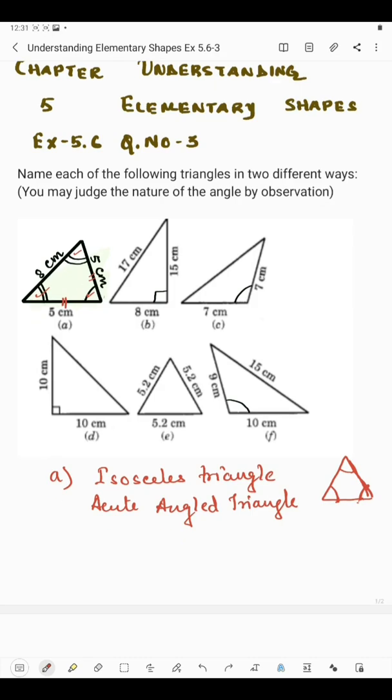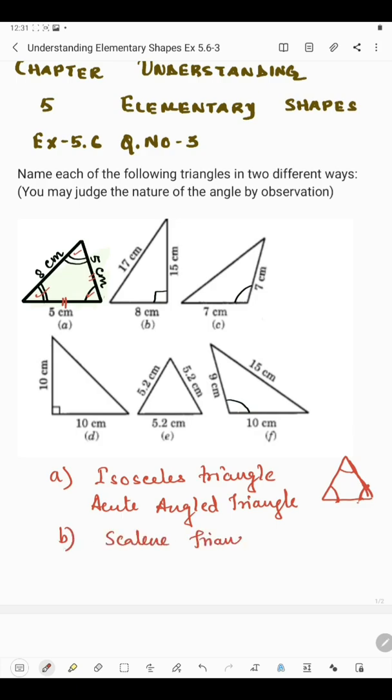Now coming to B part. In the B part, if you judge the side, see, this is 17 cm, this is 15 cm and this is 8 cm. So all the three sides are different in length. So if in a triangle all the three sides are different in length, then it is said to be a scalene triangle.